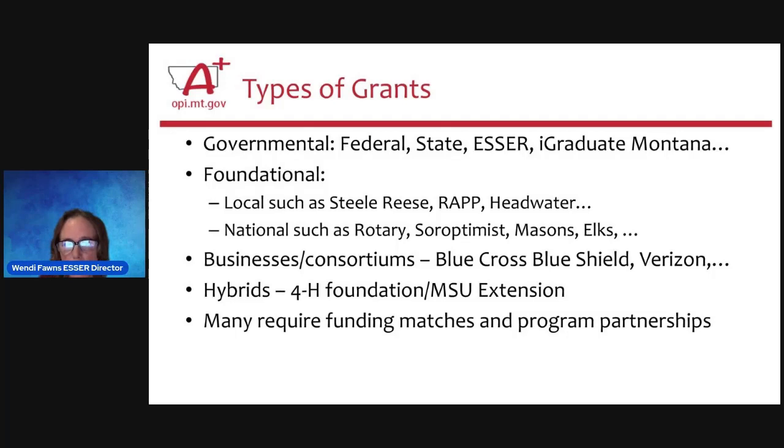There are some hybrid grants which combine foundations as well as governmental. For example, 4-H is part of the MSU Extension area, and it is a governmental grant, but it also has a private foundation, and they work together in a hybrid mode. Many of these grants require matching funds and program partnerships, and that's really important to understand in the grant cycles. Governmental grants, foundational grants, business and consortium grants, all of those often require some kind of a match or some kind of program partnership being demonstrated.